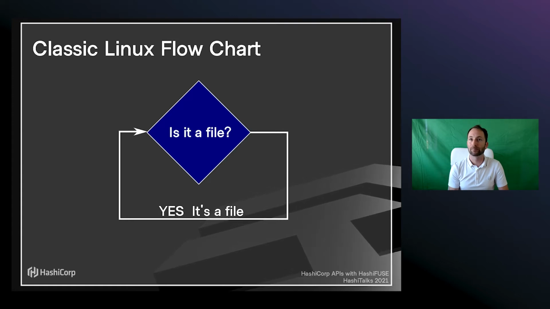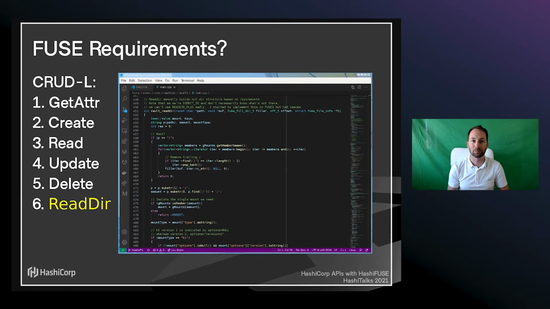Now, the great way we do this is we do the same thing with Vault secrets or Terraform workspaces, right? So you can browse your workspaces, you can browse your secrets just like you would a normal file system.